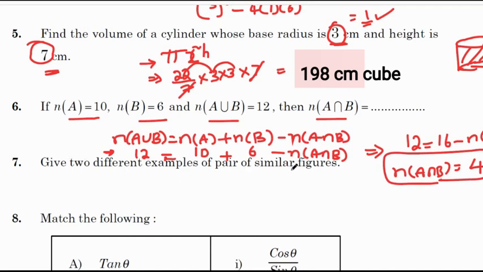Give two different examples of pairs of similar figures. So two examples are squares. Squares always form similar figures, and equilateral triangles. So these two, squares and equilateral triangles, form similar figures.